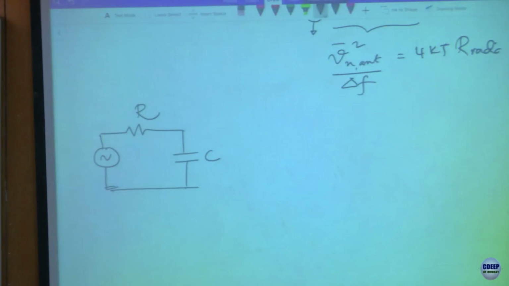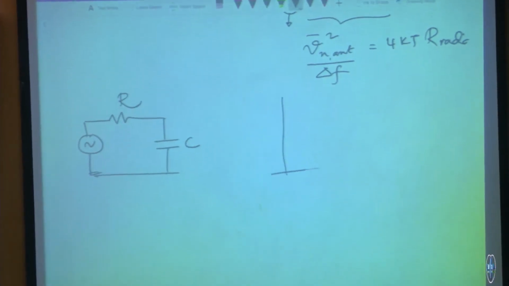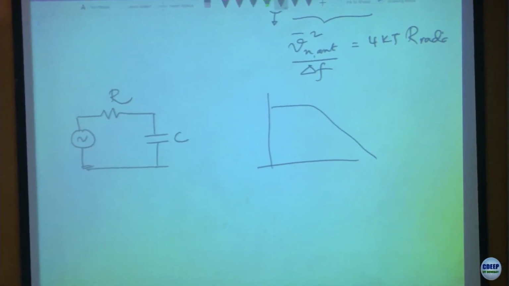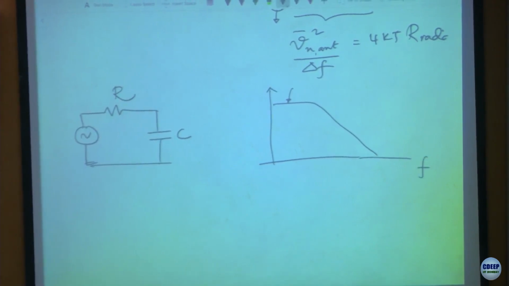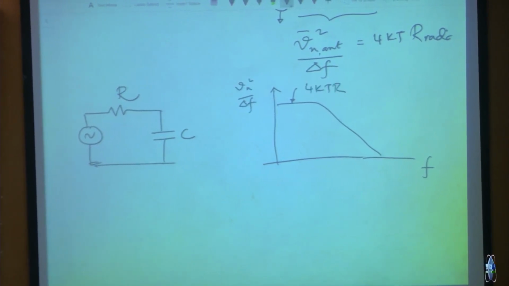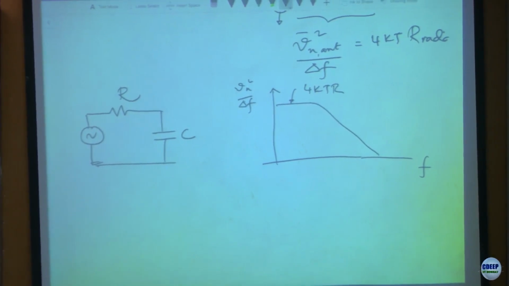So if we look at a resistor and a capacitor, this network, we know it looks like a low pass filter. And at low frequency, what do you expect? The PSD value, I am plotting Vn square by delta F, should be 4kTR, correct? And then it will start following the filter characteristics, where the 3 dB frequency is 1 over RC, omega 3 dB. So what you could do is integrate the noise in the entire output of the filter.